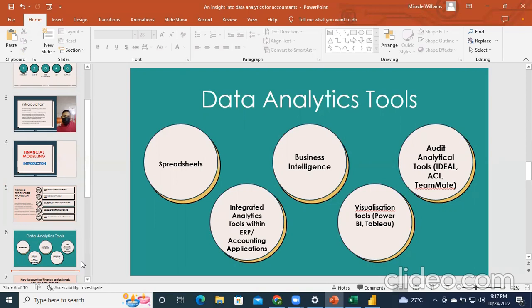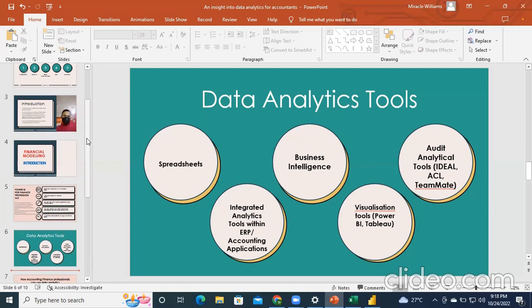We have audit analytic tools, which are also very important. But our major focus in this training is the spreadsheet and Power BI, which is going to ensure that everything works perfectly. And right here in our training program, we focus more on efficiency because we believe it's important that, at the end of the day, you get something that is going to work for you. And that is very important.